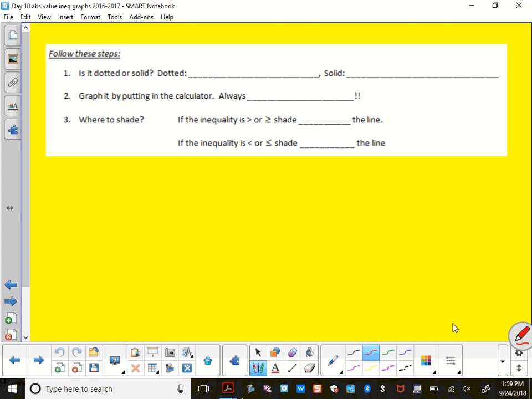Ready? Everyone have calculators? Get one. Everyone have a calculator?